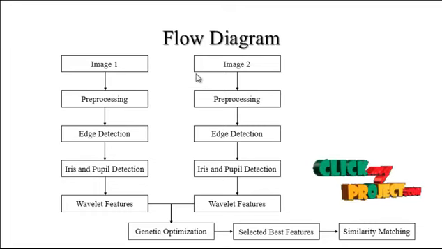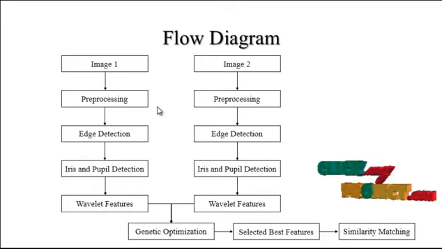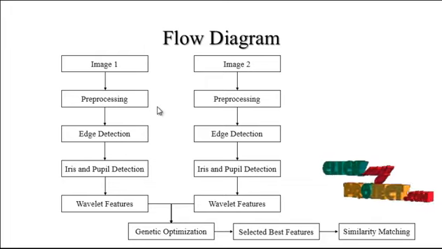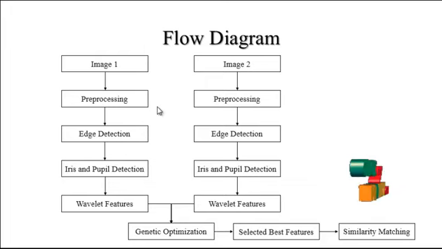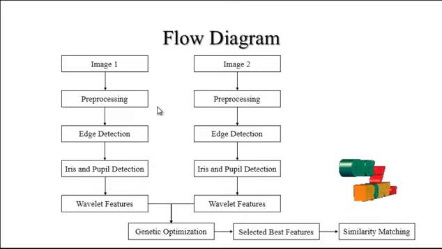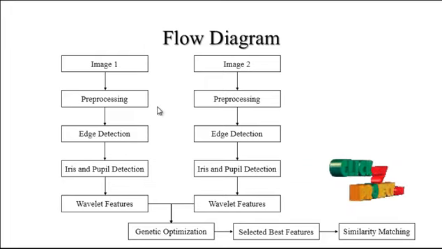After getting the two images from the dataset, we move to the pre-processing step. In this pre-processing step, filtering is carried out. This is the major step here. The filtering is carried out to remove the noise from the image. After the removal of the noise, we move on to the segmentation step. In the segmentation step, there are two kinds of segmentation in this process: the edge detection and then the iris and pupil detection.